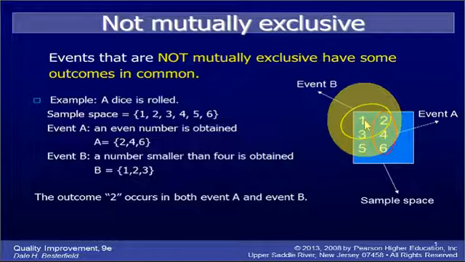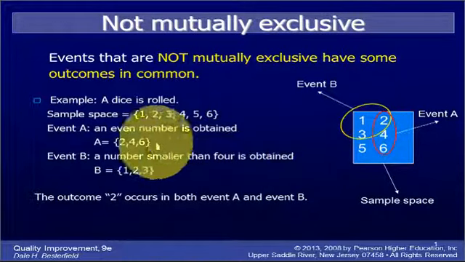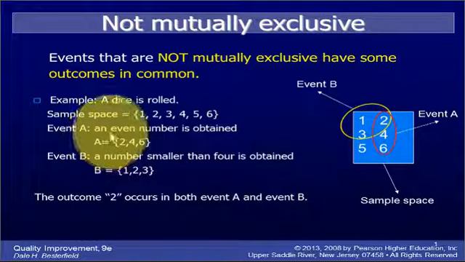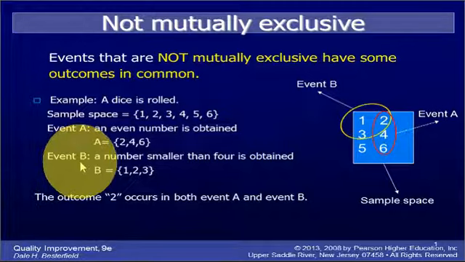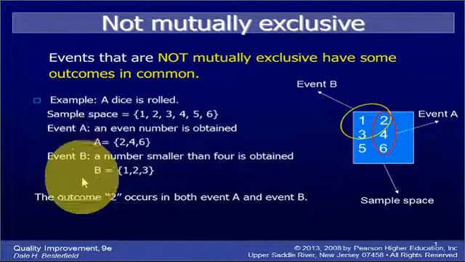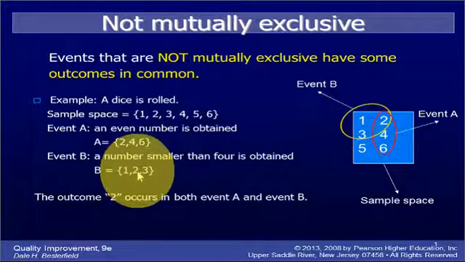So now, as you can see, the outcome 2 occurs in both event A and event B, right? So now you cannot tell. If I said that event A occurs, if I said that an even number occurs, then you cannot say for sure that event B will not occur or event B will occur, right? Because they have this overlap in the number 2.